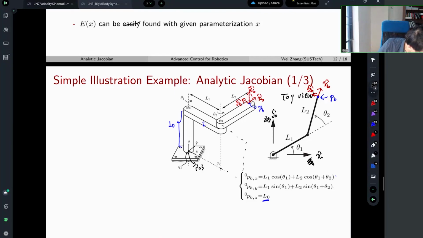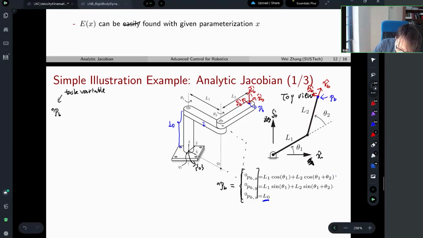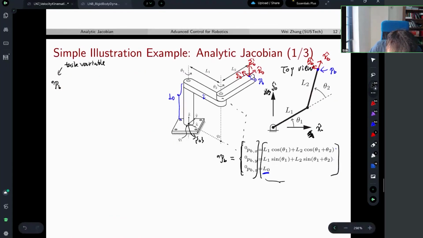So overall, I will have PB0. That's my task variable, the one that I care about. I want to know the velocity of the origin point as a function of joint velocity. That's the analytic Jacobian for that point. So I first need to find the analytical expression for that point, which is given here, right? So I will just say PB of 0 is equal to this vector. If I want to find the Jacobian, this will be my G of theta 1 and theta 2.